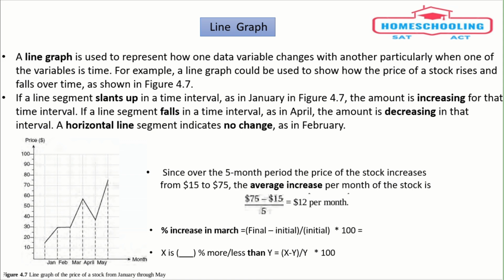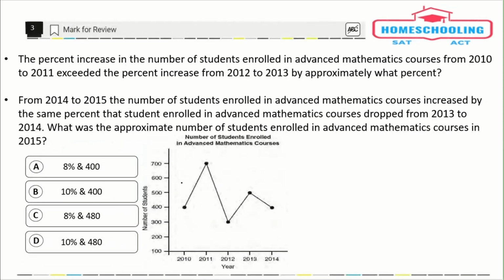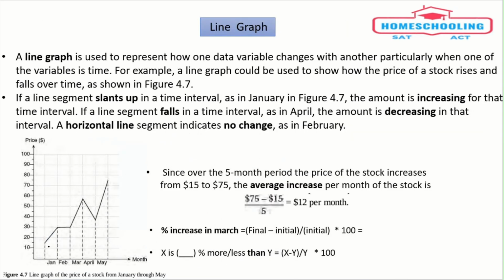There is one more type of line graph. Normally, questions are asked from this type of line graph only. So there is only one value for that particular time. In this example, as you can see, for 2010, the number of students enrolled in mathematics courses is 400. For 2011, there is only one value, that is 700. In 2012, the value is 300. So there are two types of line graph: one has only one value, and in the other you have an initial and a final value.